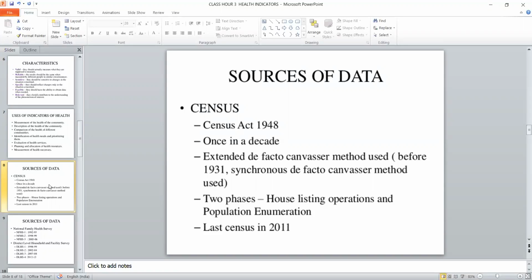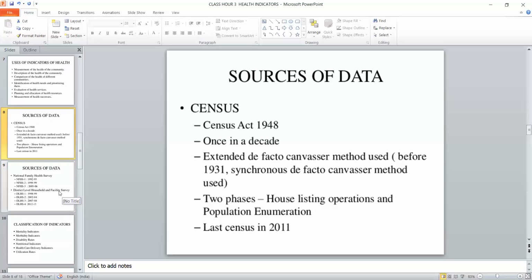So the first 3 years, they will collect only the house listing operation. After that, the aggregation will take place. And the last 4 years will be the policy framework, all these things. But the last census for India is 2011.